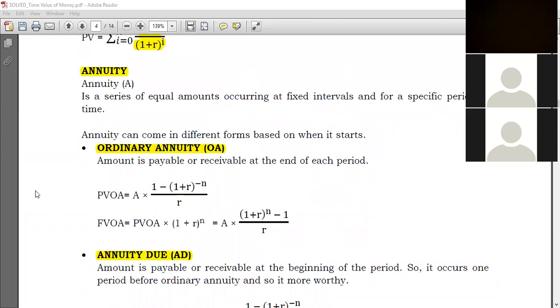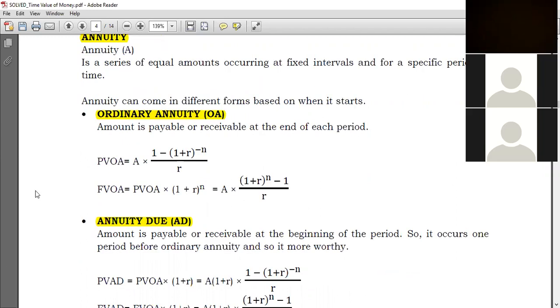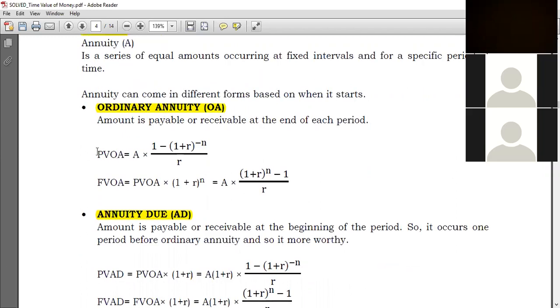Let's just complete. So this is the formula of present value of ordinary annuity, and if you need to know the future value of ordinary annuity, this is just very direct. We know that the future value equals present value times (1 plus r) power n. So no need to know this formula here. No need to know this one. This single formula above is very sufficient.